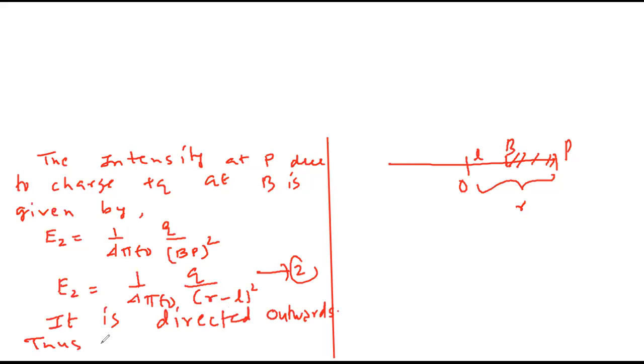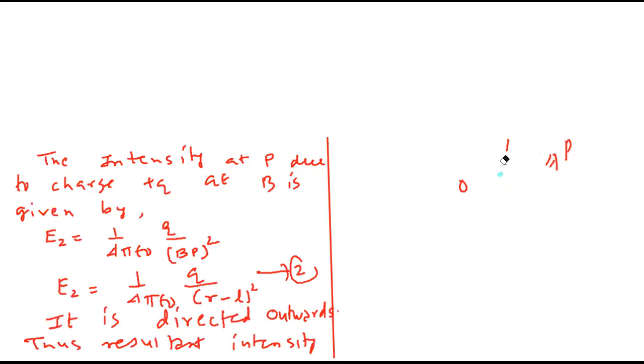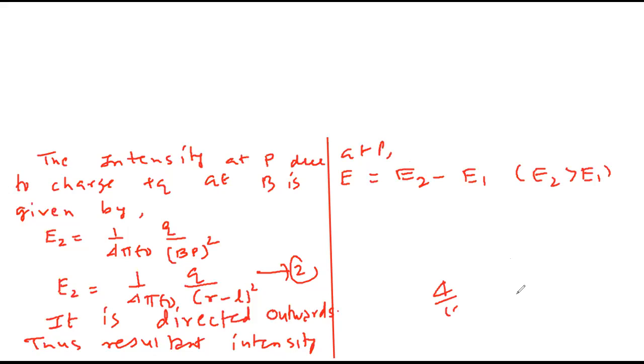Thus, the resultant intensity at P, E, will be E2 minus E1, because E2 is greater than E1. E2 is greater, its denominator is smaller. Say 4 by 10, 4 by 100, which is greater?